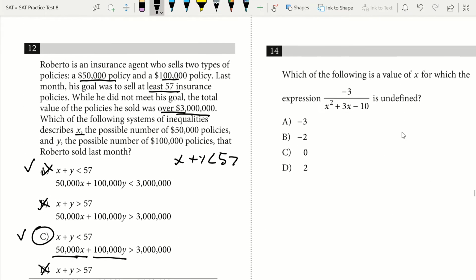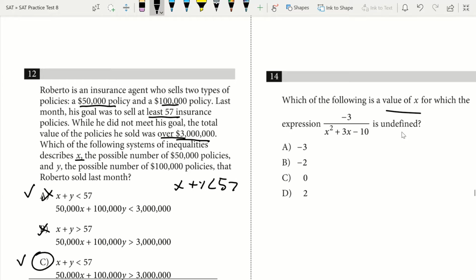Okay, question 14. Which of the following is a value of X for which the expression is undefined? Well, we're undefined when our denominator equals 0, so we can ignore this up here. So I'm going to go ahead and factor this out. I see I'm going to have X plus 5 times X minus 2.